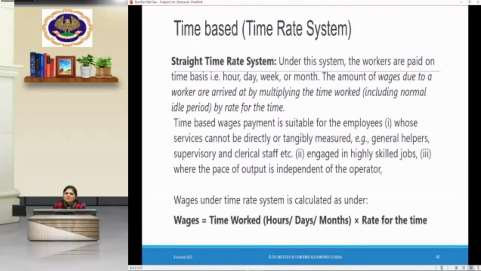The time-based system is used whenever we calculate the wages and the bonus as per the time. This system is suitable for employees whose services cannot be directly measured: general helpers, supervisory staff, employees engaged in higher scale jobs, and where the pace of output is independent of the operator. When there is no direct connection between the services and the output, then the time-based system is more suitable.